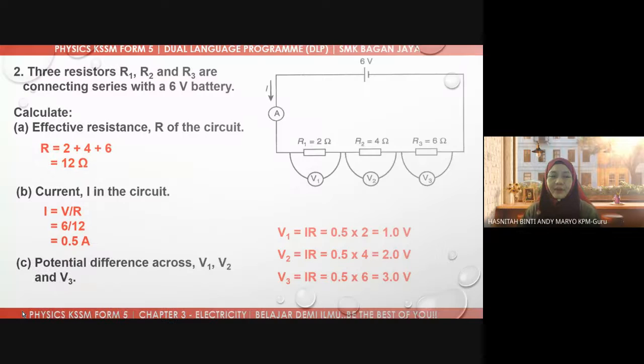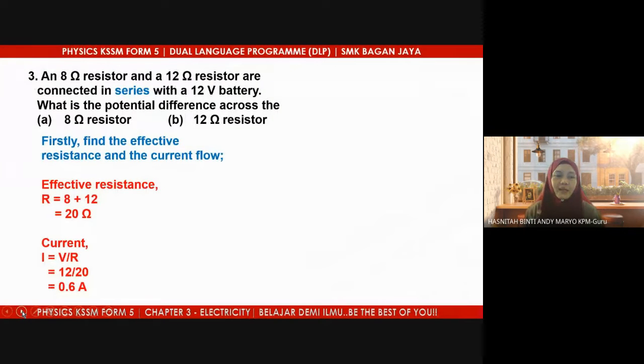Okay, now we go to number 3. Okay, my diagram is missing, but you have yours in your module. So you can see from the diagram in your module, we have 8 ohm and 12 ohm resistors connected in series with the 12 volt battery. So find the potential difference. Meaning we are looking for V. Okay, find the potential difference across each resistor.